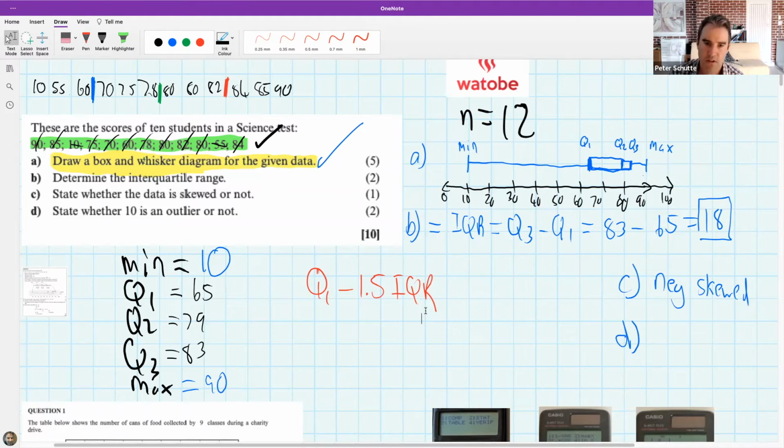So you know what the interquartile range is, and you know what Q1 is. And so work out this, we call this the lower bound. And is 10 less than that lower bound? That's what I want to know. If it is less, then it is an outlier. If it's not less, it's not an outlier.